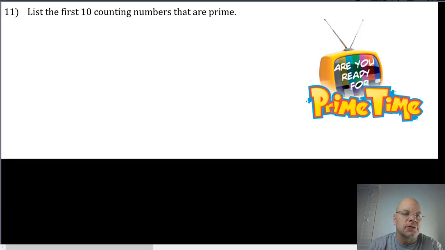Number 11 asks us to list the first 10 counting numbers that are prime. And so in order to do that, we need to understand the definition of a prime number. It's a number with exactly two factors, one and itself. So by saying exactly two factors, that rules out one, because one is the first counting number, but the only factor of one is one. So there are not exactly two factors. So one is not prime. One is neither prime nor composite.